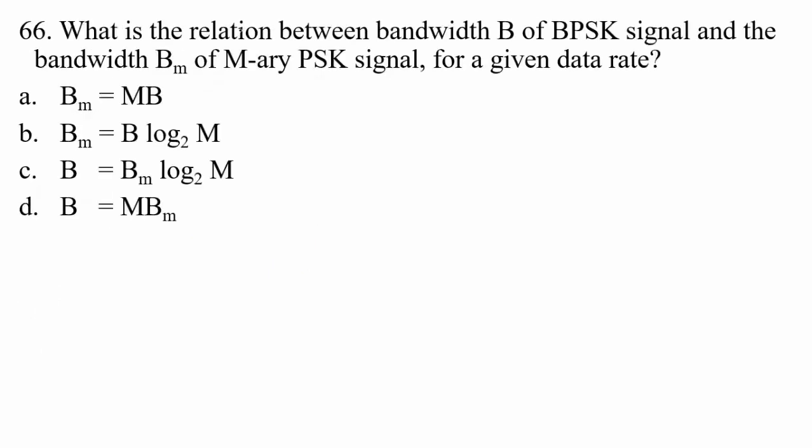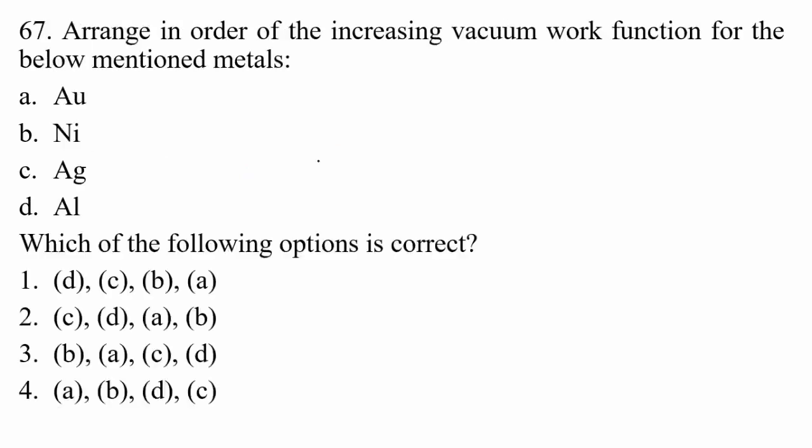Moving on to 66th question, what they have given is, what is the relation between bandwidth, that is B of BPSK signal, and the bandwidth of M-ary PSK signal? We know that in the case of M-ary signaling, what you are going to do is, we are going to save the bandwidth. So it is given by B equals to Bm into log m to the base 2. So the corresponding option that is going to follow is option C is correct. In the case of M-ary signaling, we are going to make use of the bandwidth which is very much less. Nothing but we are going to save the bandwidth.